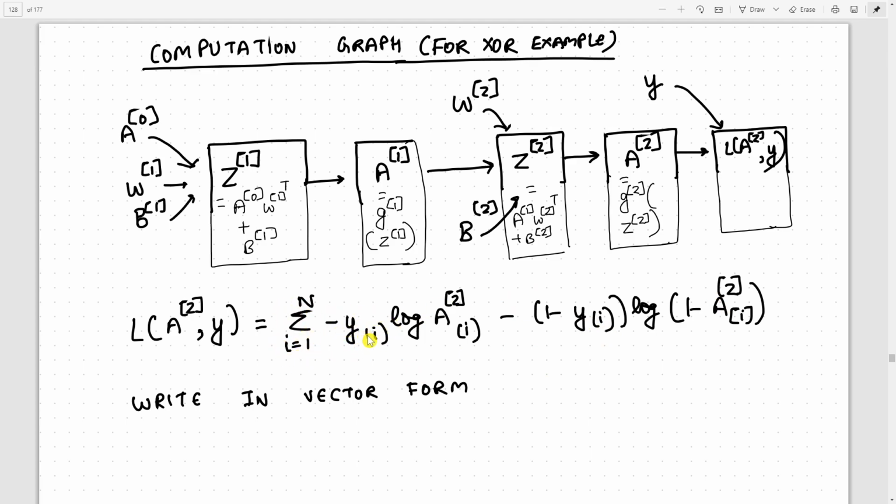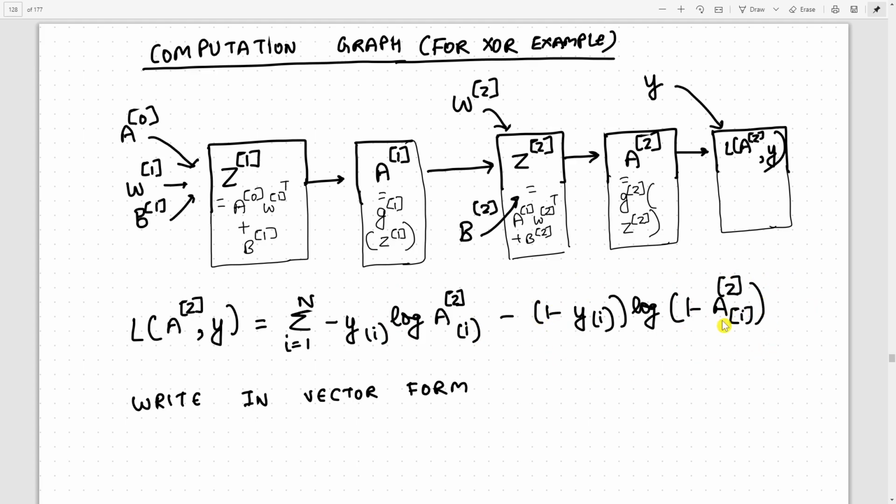So minus y with superscript (i) means the ith example, and y of i means the ground truth for the ith example, and a with superscript [2] means just y hat, because a2 is just y hat and i means the ith example, and you similarly have the second part of the term.